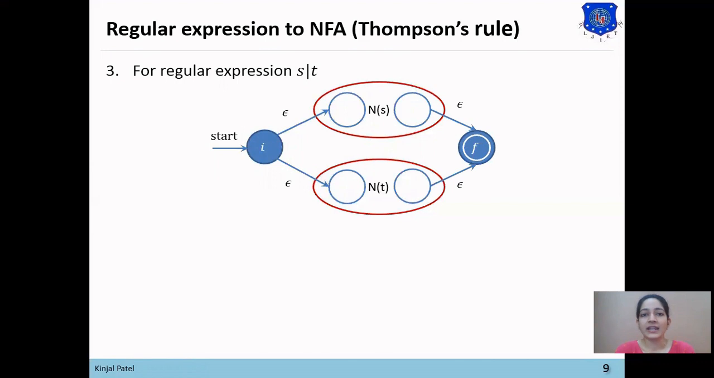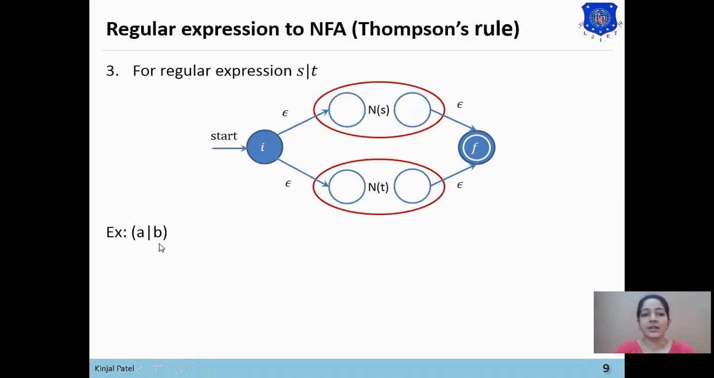So this is the NFA for S or T languages: draw the starting state, then from that starting state draw two null transitions towards the S and T languages, then construct the S and T languages. In the S and T languages there can be more than one symbol present. Then from the S and T languages draw two null transitions towards the final state. So you need to remember this format to draw the NFA using Thomson's rule.